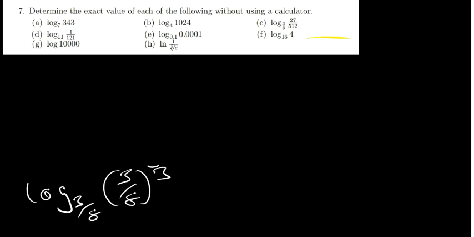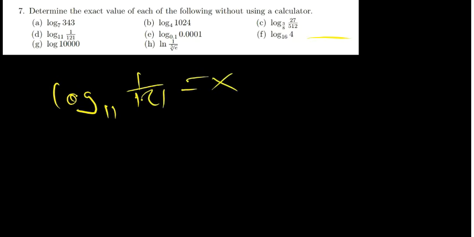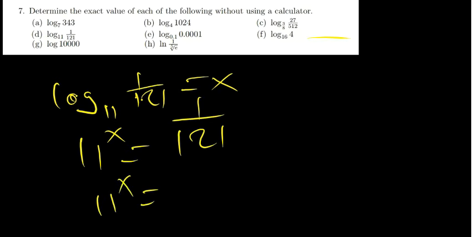Let's go to part D. Part D, we have log base 11 of 1 over 121. If you want, we can equate it equal to x and find the value of x. That is the exact value if you want. So I can say 11 raised to the power x is going to be equal to 1 over 121. But here there's 1 on top.